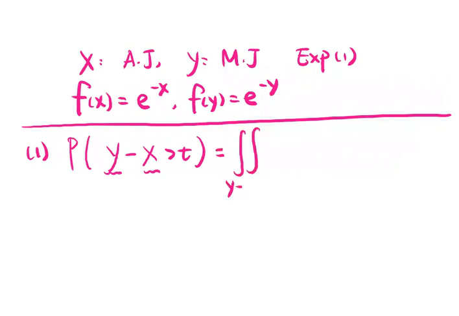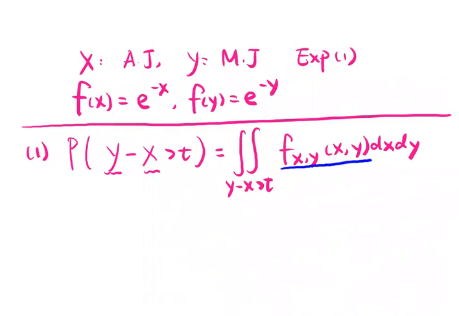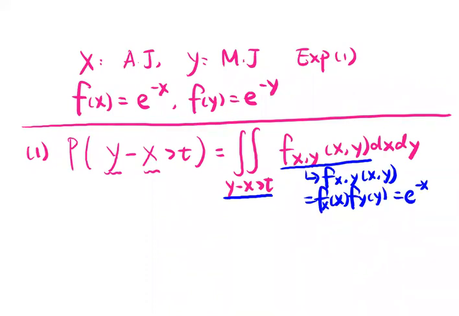So this again is a double integral of the joint. Okay, so two parts. Whenever you're doing a double integral exercise, you need to find the joint and you need to find the region. The joint, because they're independent, will be the product of the marginals, which becomes e to the negative x and e to the negative y.